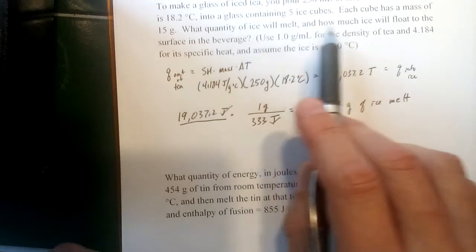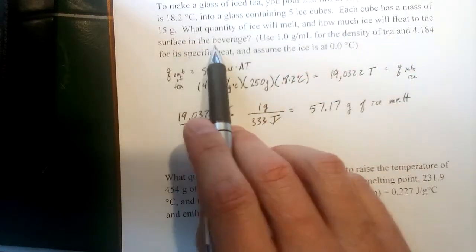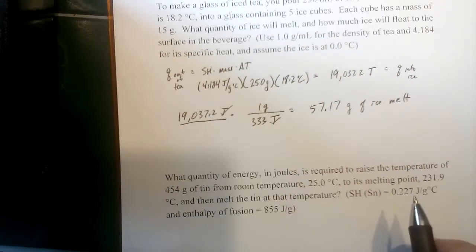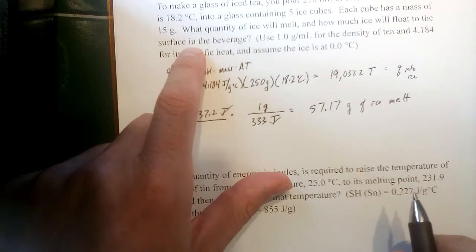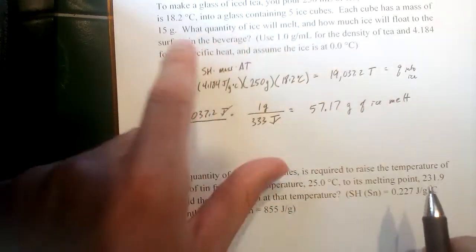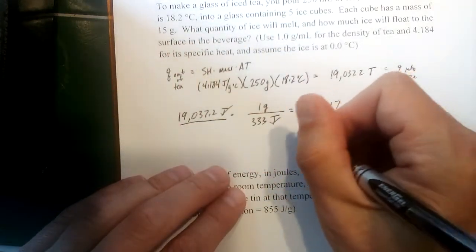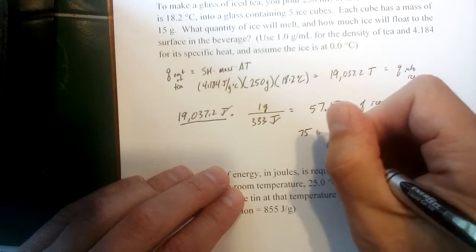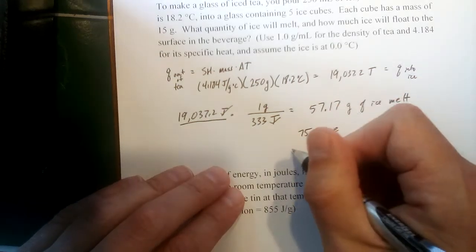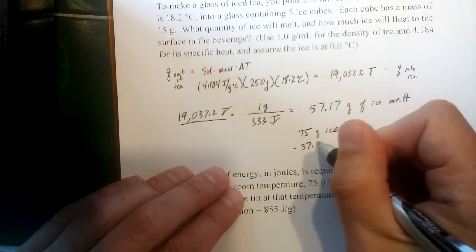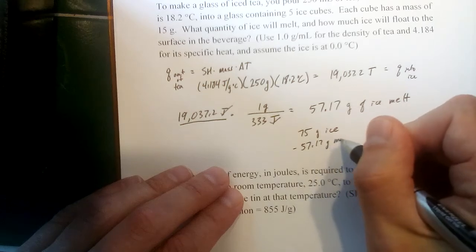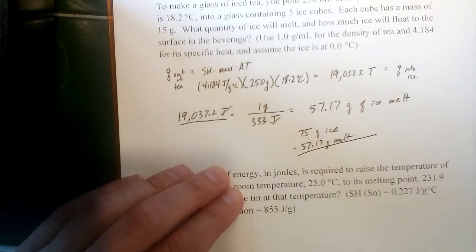That's part of what we were asked for. And how much ice will float to the surface. That's the other thing we were asked for. So we want to figure out how much ice is left. So 5 cubes at 15 grams each. We started with 75 grams of ice. We're subtracting 57.17 grams that melt, and that will tell us how much ice is left over.